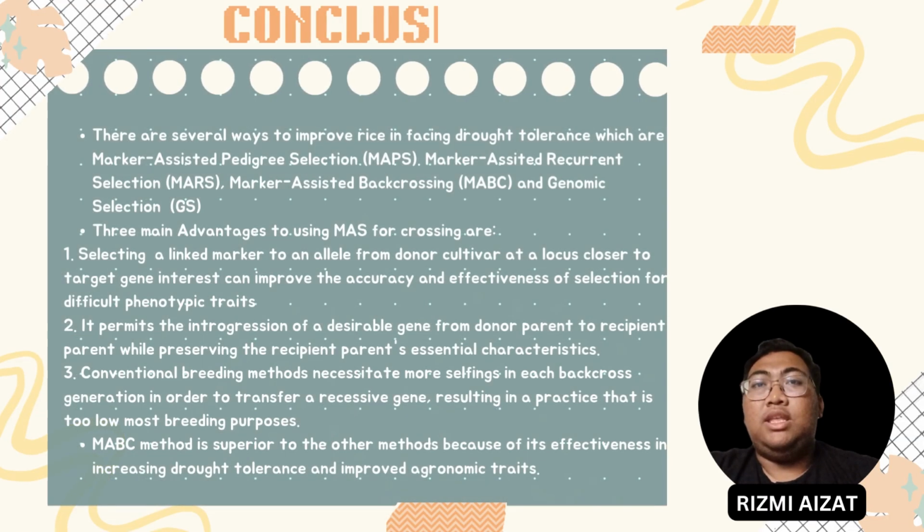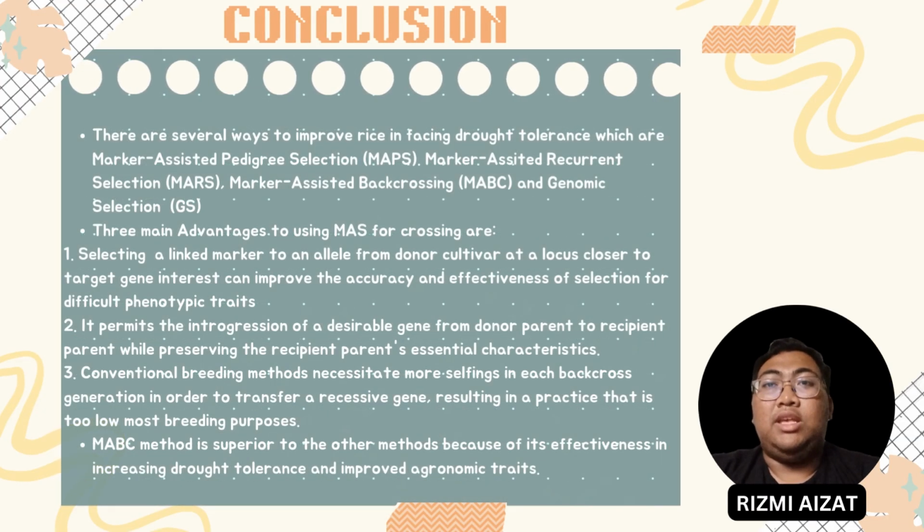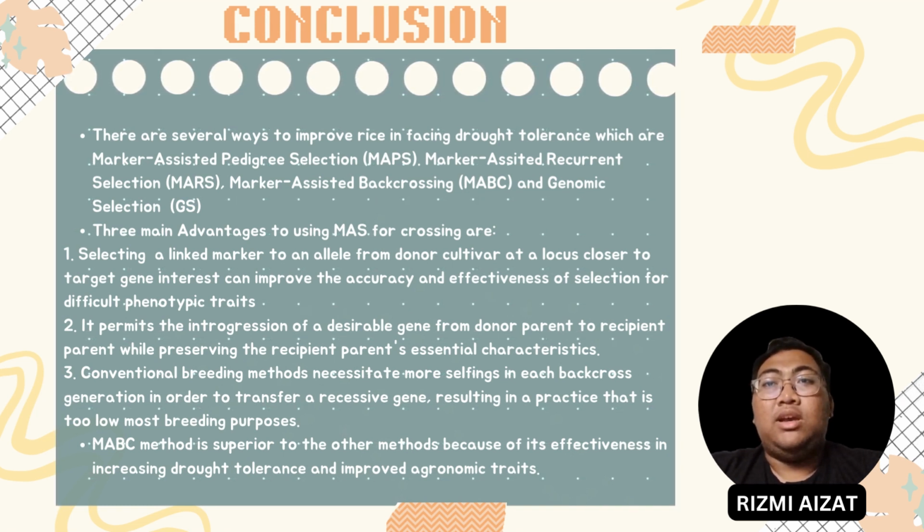As a conclusion, there are three main advantages to using MAS for crossing. First, selecting a marker linked to an allele from the donor cultivar and a locus closer to the target gene of interest can improve the accuracy and effectiveness of selection for difficult phenotypic traits. Second, it permits the integration of a desirable gene from the donor parent to the recipient parent while preserving the recipient parent's essential characteristics. Third, conventional breeding methods necessitate more swapping in each backcross generation in order to transfer a recessive gene, resulting in a practice that is too low for most breeding purposes.